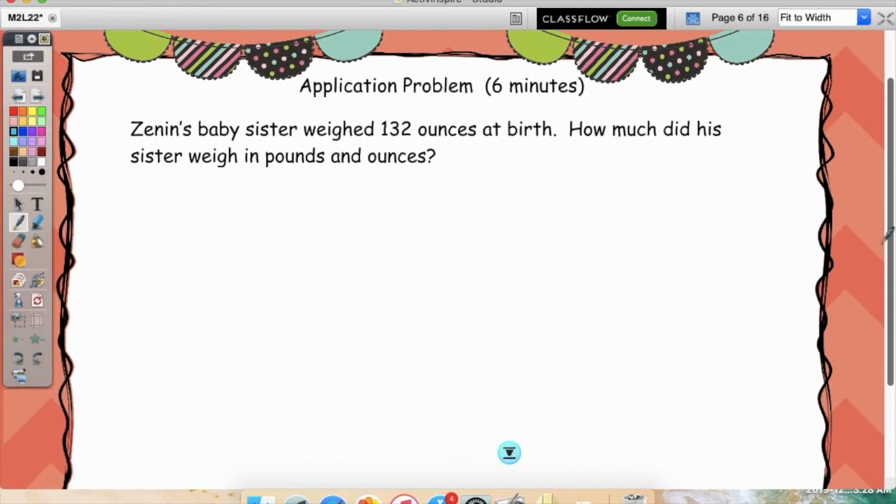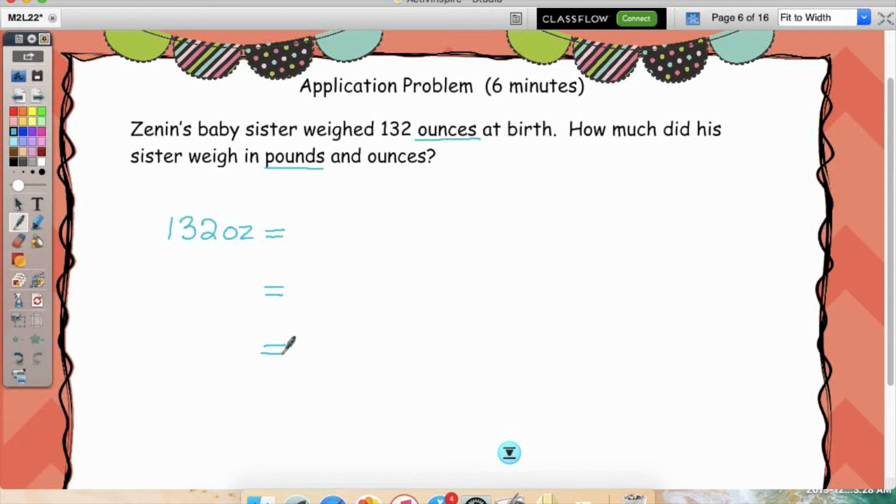Zenon is his name. Zenon's baby sister weighed 132 ounces at birth. How much did his sister weigh in pounds and ounces? Okay, so looks to me like we're going to have to go from ounces to pounds, right? And remind me how I set that up. Okay, so 132 ounces equals. Okay, equals. All right, so let's get that set up.